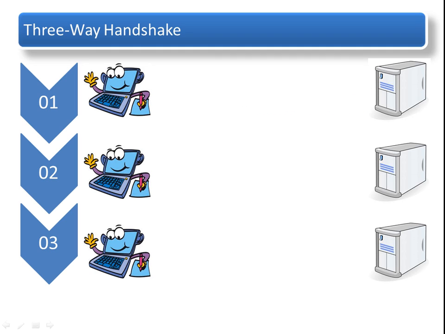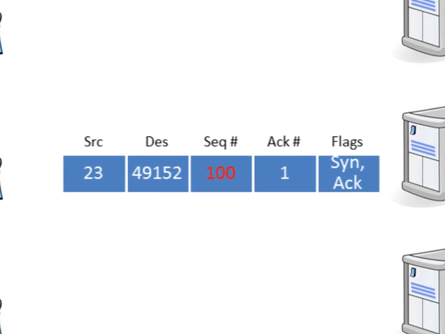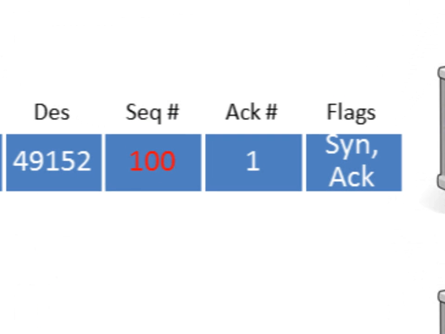The server acknowledges the client's request by setting its acknowledgement number field equal to the client's initial sequence number plus 1. In this particular case, my acknowledgement field now has the number 1 because my initial sequence number was 0. 0 plus 1 allows me to store 1 in the acknowledgement number.